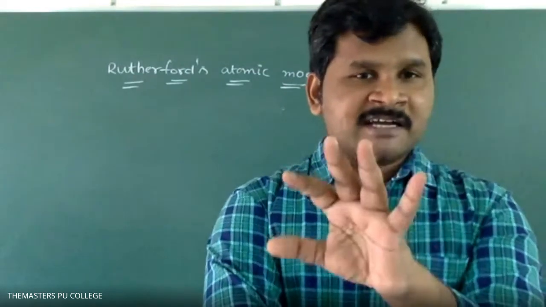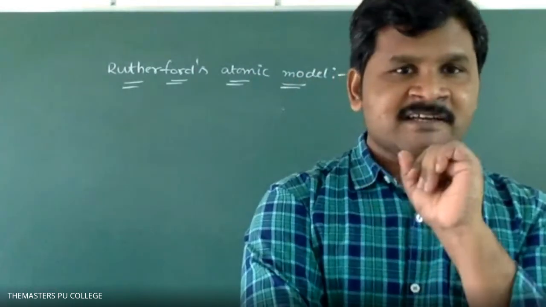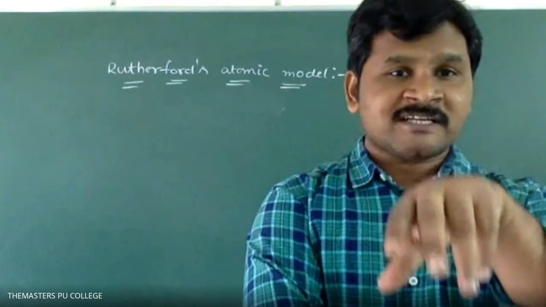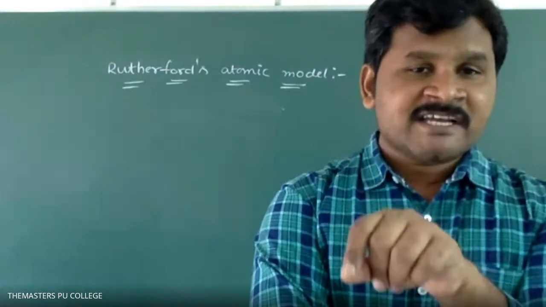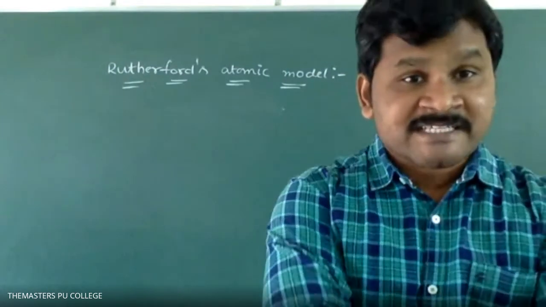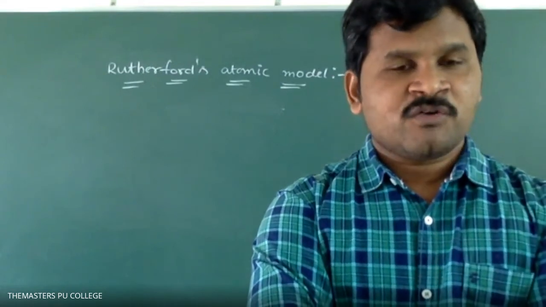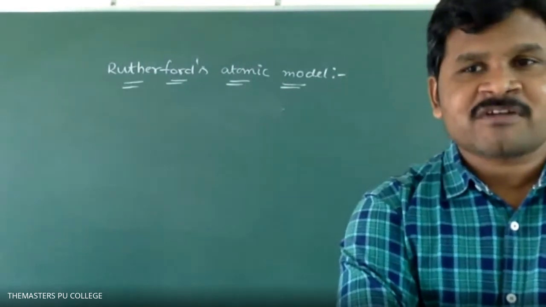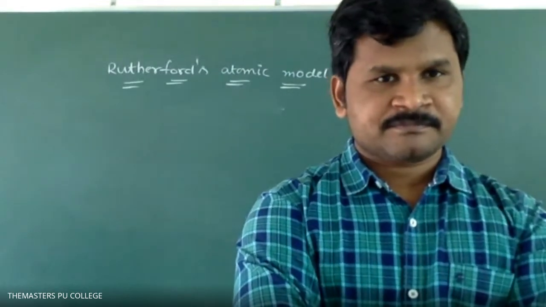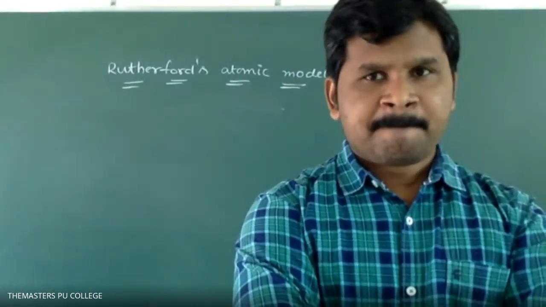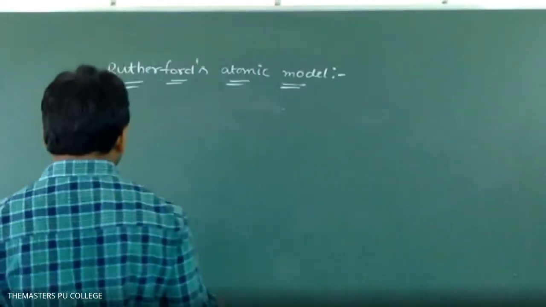You are telling that electrons revolve around the nucleus like planets revolve around the sun. On what basis is he telling these postulates? He proposed his atomic model based on the alpha ray scattering experiment or gold foil experiment. Do you have any idea about it? That is my question. Any idea? Leave it, no problem. Very simple.